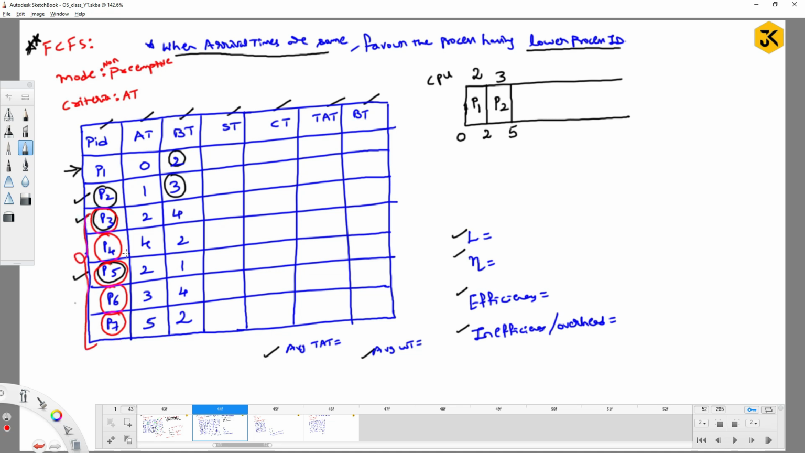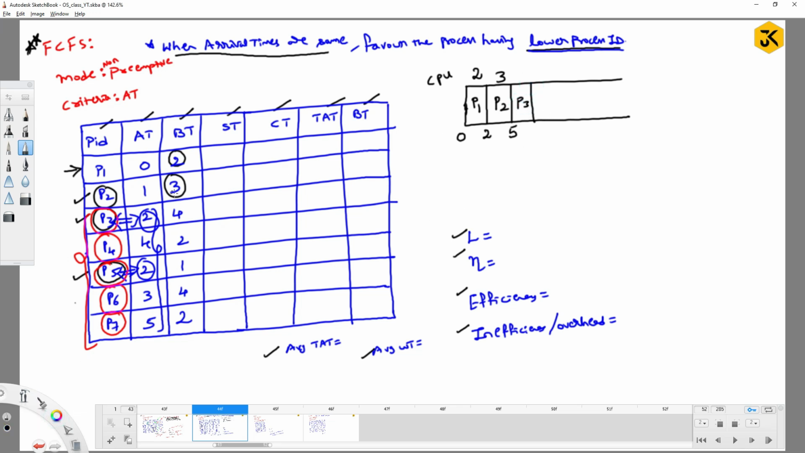But which one will get the first chance? The process which came at the earliest, right? If you look here at the arrival times 2, 4, 2, 3, 5, which process came at the earliest? Two processes came at the earliest: one is P3 at 2 nanoseconds, another one is P5 at 2 nanoseconds. So when arrival times are the same, what do you have to do? You have to favor the process having the lower process ID. The lower process ID is P3, so it will be allocated to P3, guys.